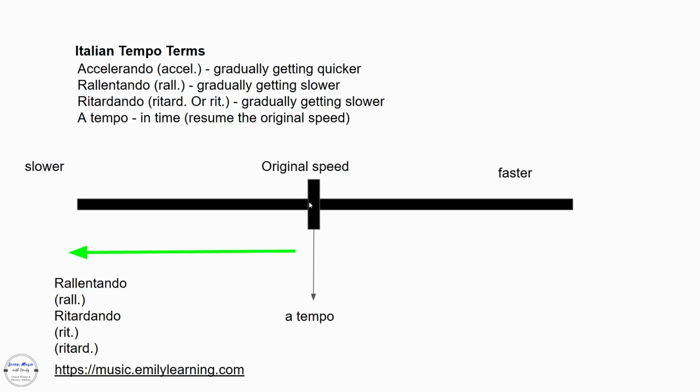Then if I'm at the original speed and I want to go faster, it will be accelerando, or accel for short. You notice that it comes from the word accelerate. When you step on the accelerator, the car goes faster. Similarly, when you see the word accelerando, it means getting faster, gradually getting faster. With that, we have covered all the 9 tempo terms in your Grade 1 music theory. By arranging the terms in this manner, it is much easier to memorize.